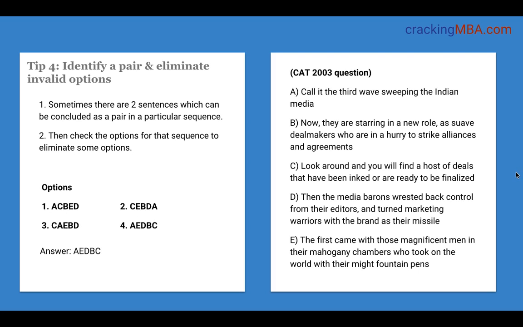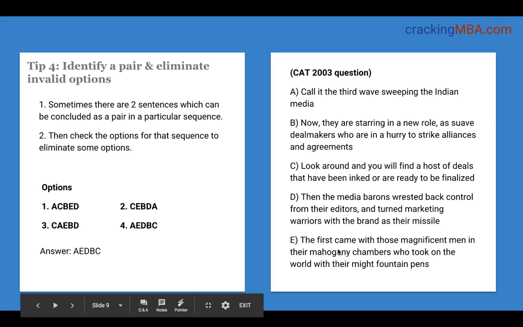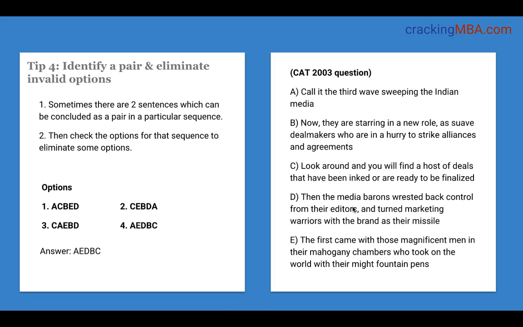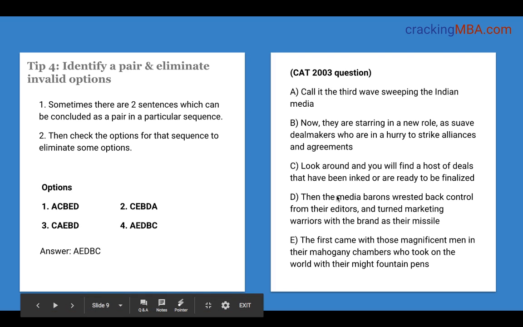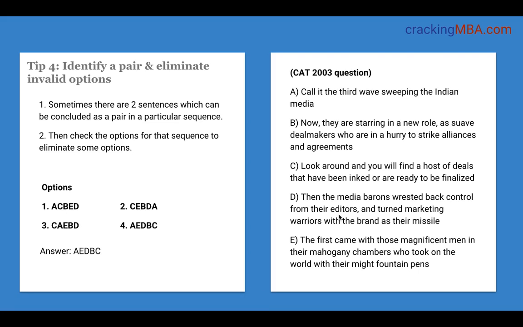Okay, here in option E we are saying the first came those magnificent men in their mahogany chambers who took on the world with their mighty fountain pens. Option D follows it naturally because it is referring to the point in E. In D, we are saying media barons wrested back control from their editors. So in E we are talking about these editors, and then in D we are referencing that. So a natural pair is E followed by D, and then we can clearly see that this is followed by B.